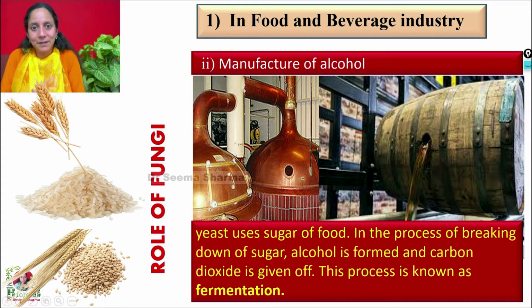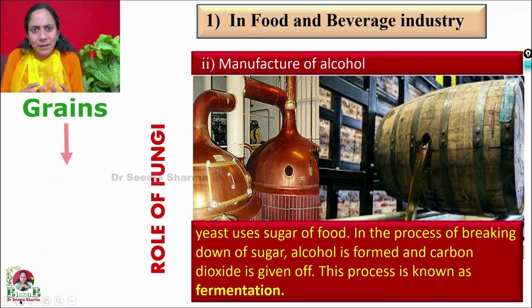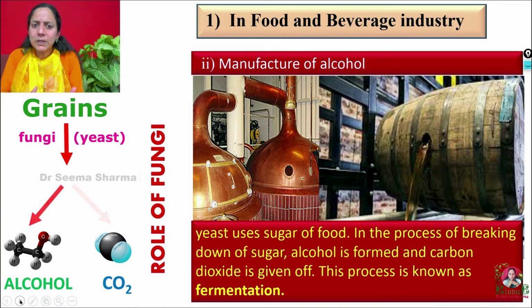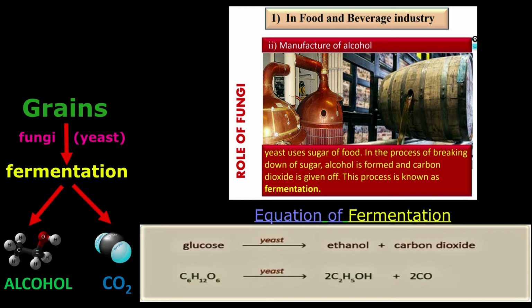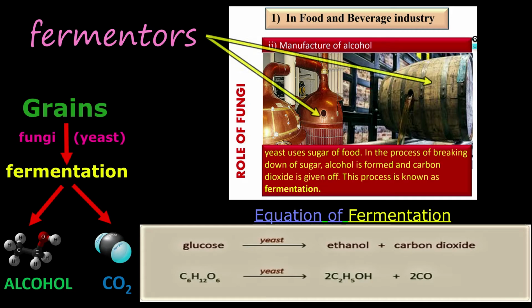These are rich in natural sugar. Yeast converts sugar present in the grains into alcohol and carbon dioxide. This process of conversion of sugar into alcohol is called fermentation. And fermentation is carried out in very large containers which are called fermenters.